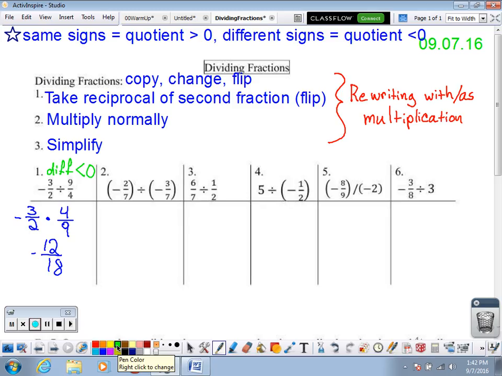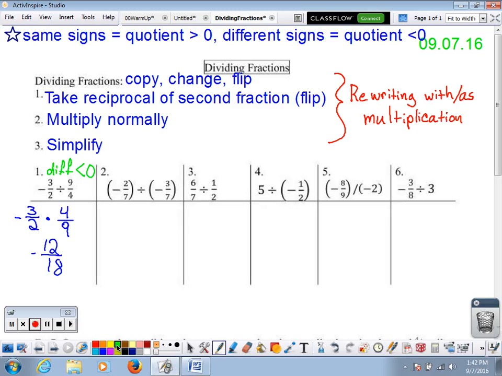But we always, always, always want to simplify. So is there anything that can divide both 12 and 18? I can use 3. What else can I use? I can use 6. What else can I use? 2. Okay? And that's it. Those are my 3 choices.